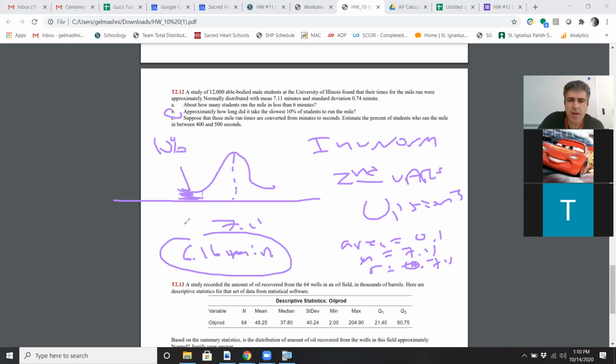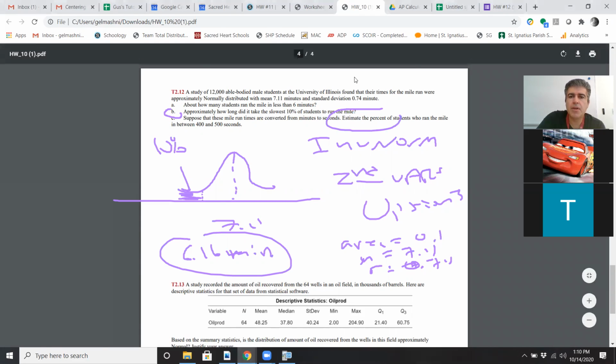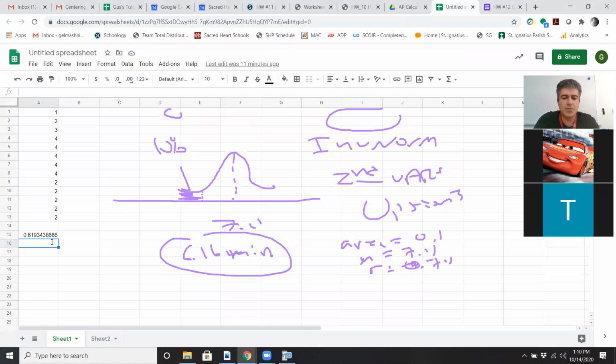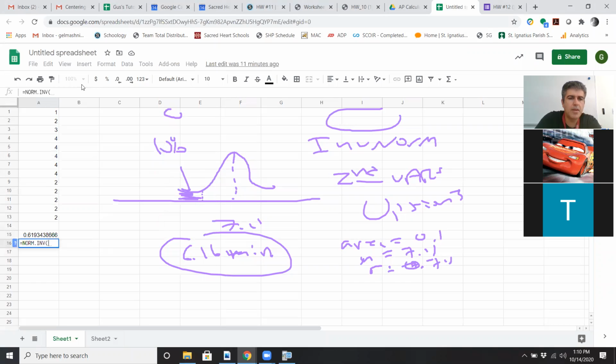Then part C, suppose that these mile run times are converted from minutes to seconds. Estimate the percentage distance around the mile between 400 and 500 seconds. And by the way, for inverse norm, if you don't have a calculator, you could do equals inverse norm. If I do 0.1, comma, 7.11, comma, 0.74, it only takes 3 arguments, got it. Yeah, there we go. So it gives you that value at that percentile. So you do that as well.